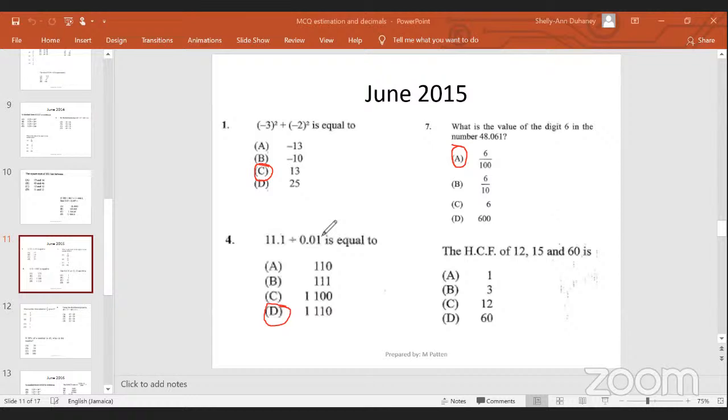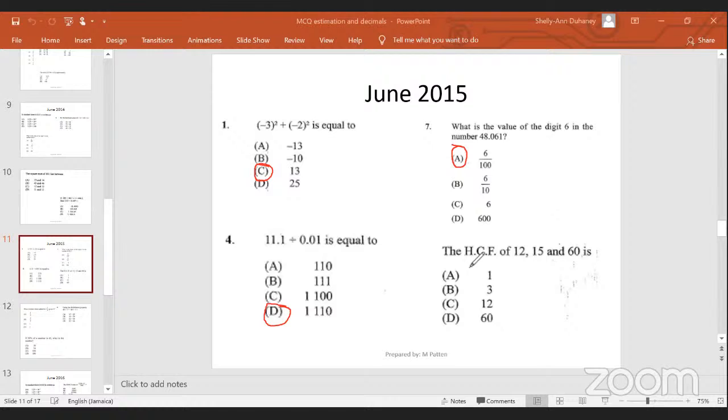So whatever we do to one side, we do to the next. Since we multiply this by 100, we have to do the same thing to the dividend. So if I multiply 11.1 by 100, what do I get? 1,110. Good. So we divide that by 1. Anything divided by 1 is the number itself. Get it now? You good now? Yes, miss, thank you.